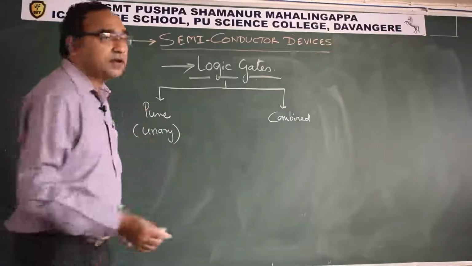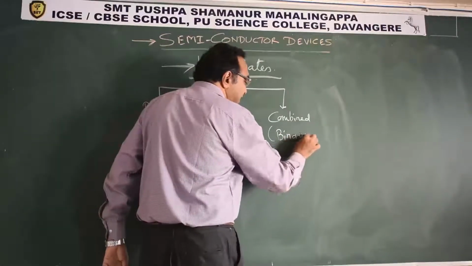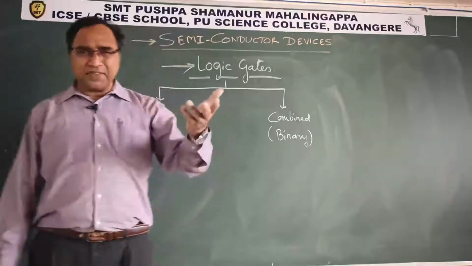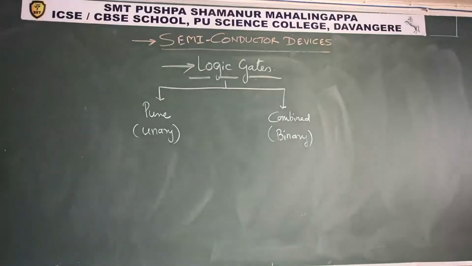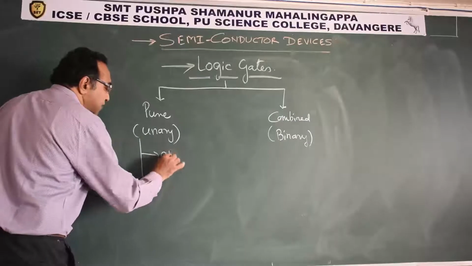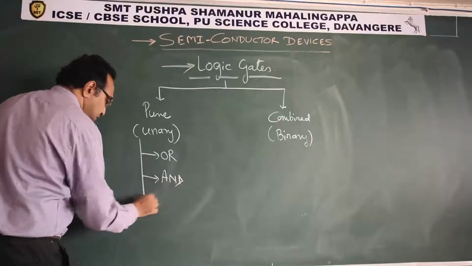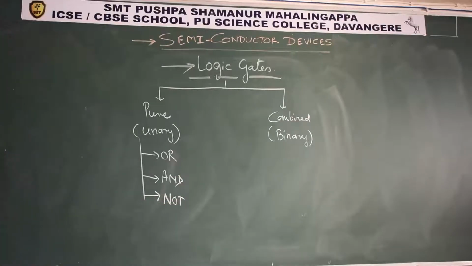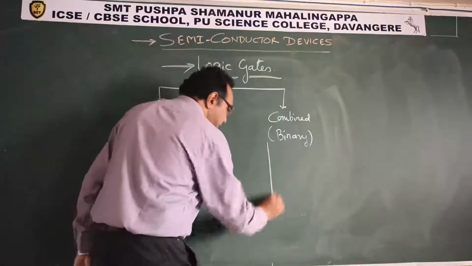Unary, single. Combined are also known as binary gates. I hope you can make out the meaning. No need to remember anything. See how easy it is. Now unary gates, single gates. What are they? OR gate, AND gate, NOT gate. See, they are all pure gates. Binary or the combined gates.